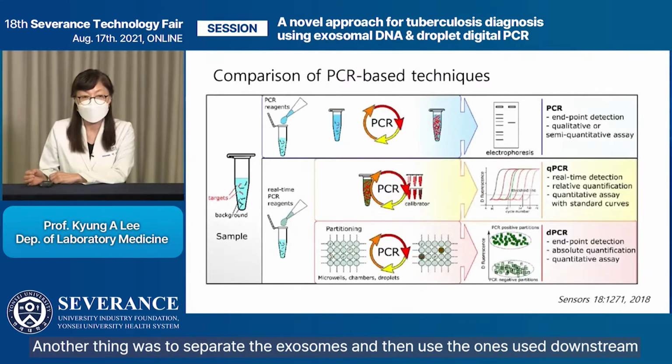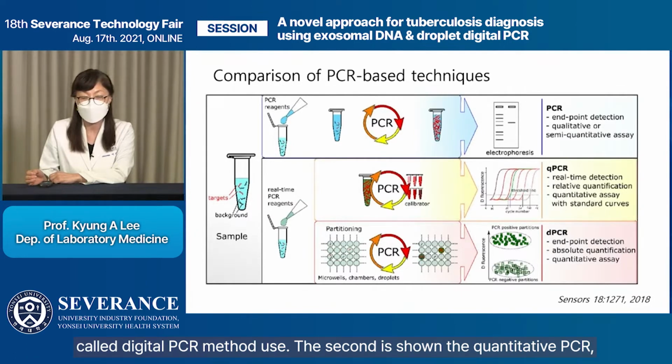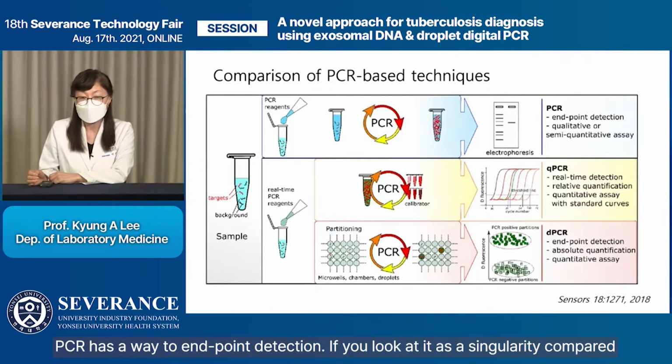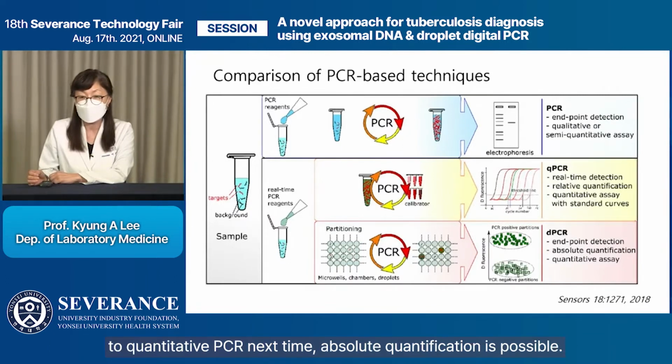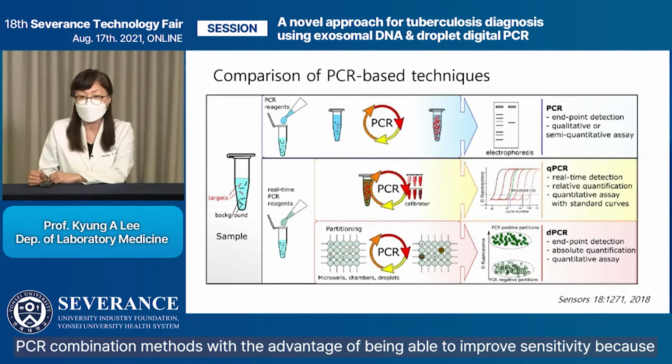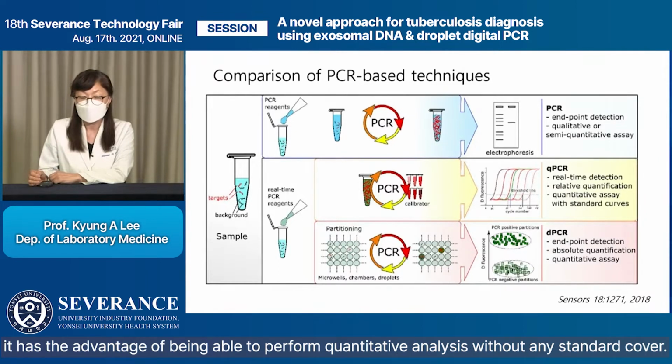Another thing was to separate the exosomes and then use digital PCR downstream. The second is quantitative PCR, or real-time PCR, which is the most commonly used in the routine process. And digital PCR uses endpoint detection. Compared to quantitative PCR, absolute quantification is possible. Therefore, we wanted to detect tuberculosis through a combination of exosomes and digital PCR, with the advantage of being able to improve sensitivity, because it can perform quantitative analysis without any standard curve.